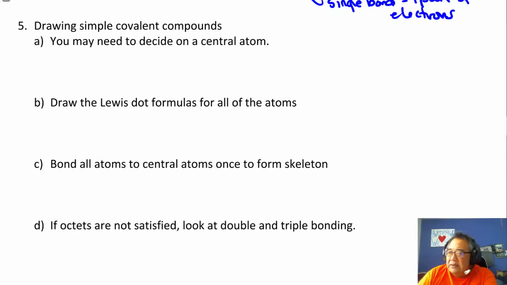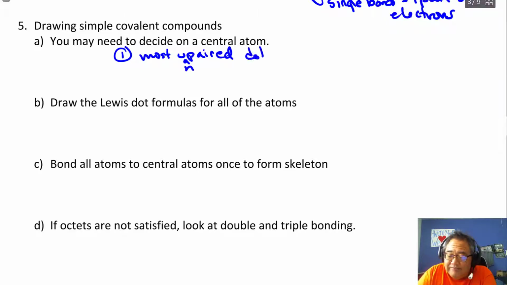The books have all kinds of rules on this, but this is the simplest rule that I can think of, right? Most unpaired dots. So if you're looking at it, the Lewis dot is the one that has the most unpaired dots. That's usually in the middle, okay? We'll talk about that in a little bit in relationship to carbon, okay?